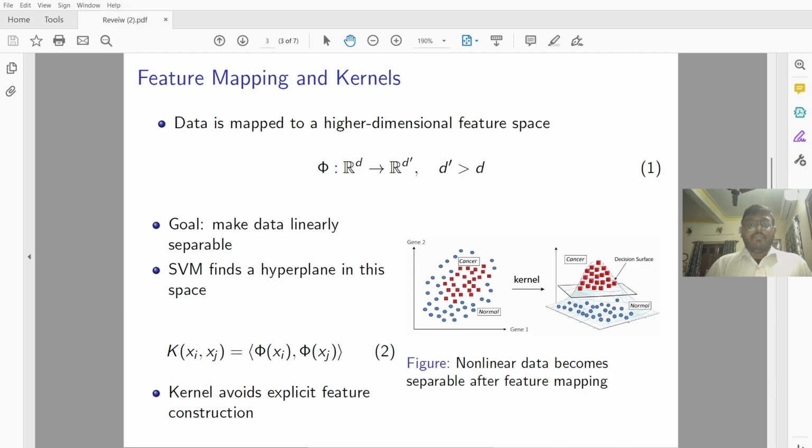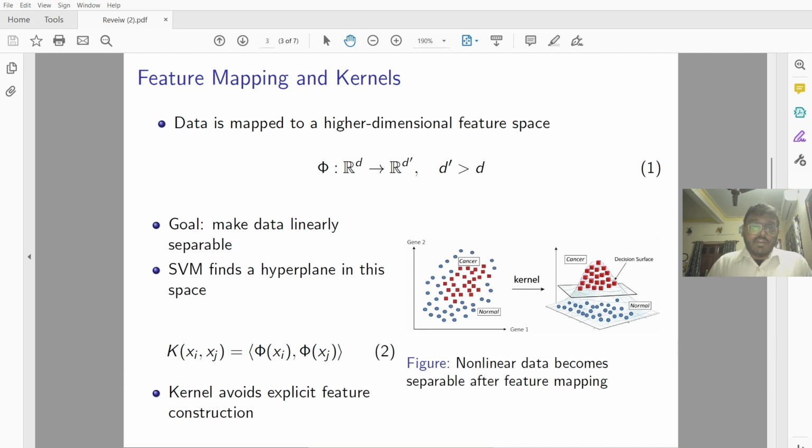To fix this problem, machine learning uses something called a feature map. Instead of working in the original space, we map data into a higher dimensional space where patterns become easier to separate. The right side figure shows two sets of data points mapped to 3D, and then we can easily separate them through a decision surface.